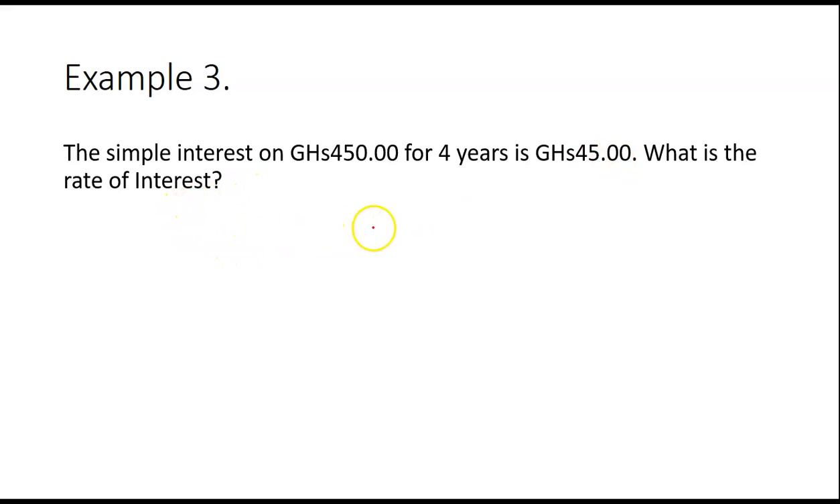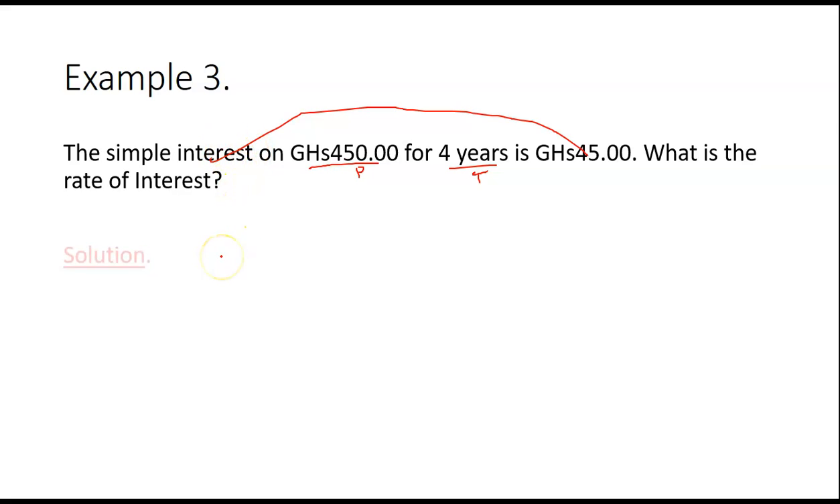Take a look at this question properly. This question wants us to find a rate of what? Interest. Meaning it has given us the principal, it has given us the time to be 4 years, and they said the simple interest on this principal for 4 years is, meaning simple interest is, this is English. The simple interest on 4 years is, meaning this is referring to the subject, simple interest. So this 45 stands for the simple interest. You have to be very careful about that.